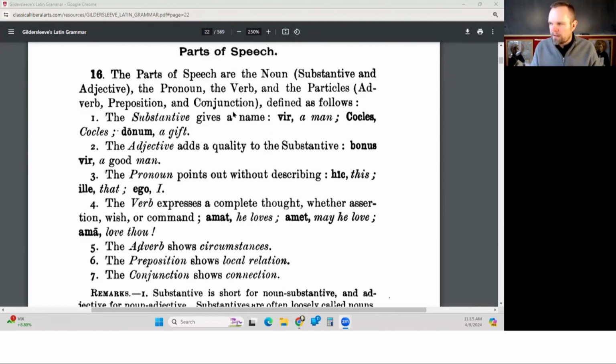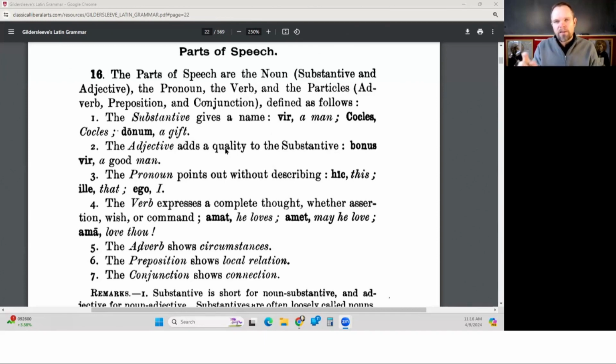Okay, so that's a substantive. A substantive gives a name. The second point here tells us that the adjective adds quality to a substantive. The adjective adds quality to the substantive. So you see, an adjective can't exist by itself. There has to be a substantive already existing in our mind, and then the adjective is a name of a quality that belongs to that substantive. The adjective adds a quality to the substantive.